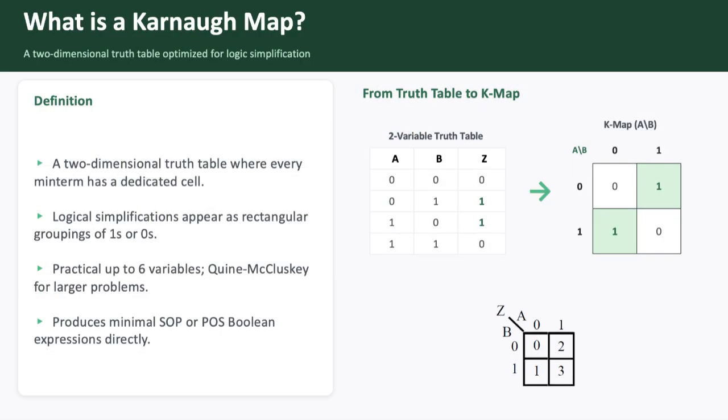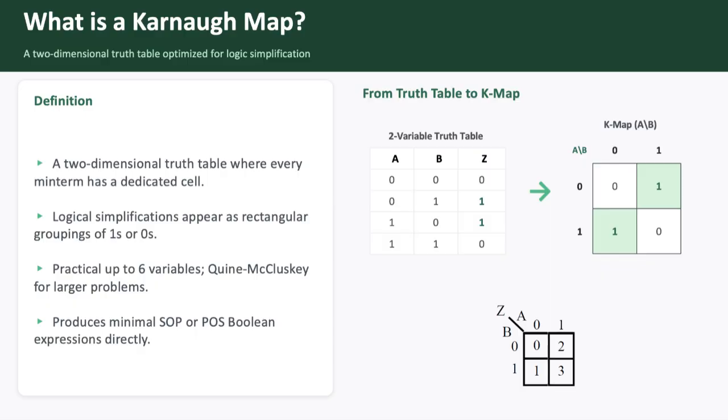So what exactly is a Karnaugh map? At its core, it is a two-dimensional truth table. Every row of the truth table corresponds to exactly one cell on the K-map. But instead of listing inputs in natural binary order, 0 0, 0 1, 1 0, 1 1, the K-map arranges them so that adjacent cells differ in exactly one variable. This is called a gray code arrangement.